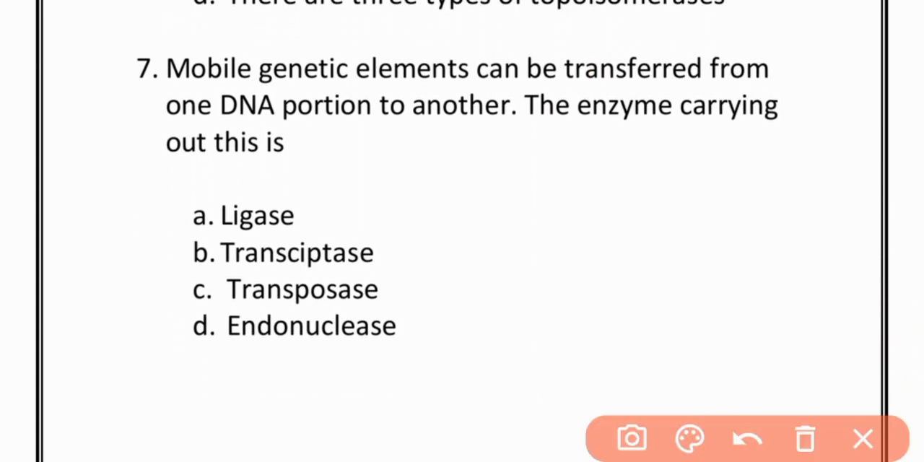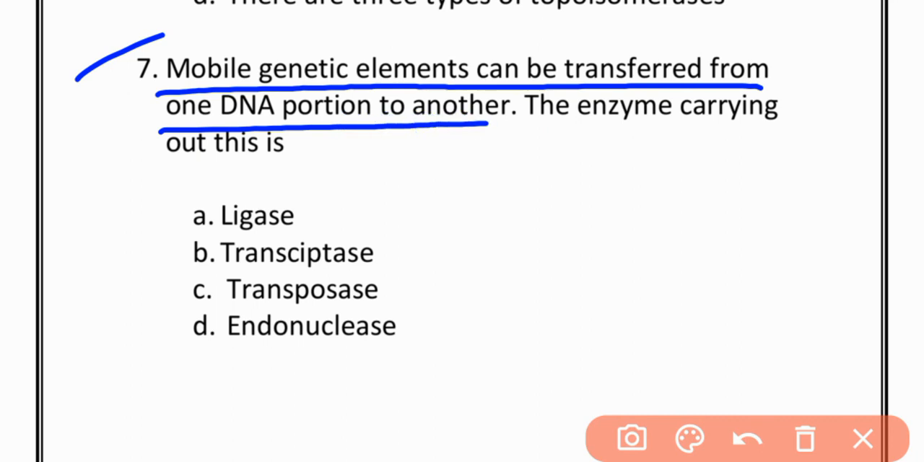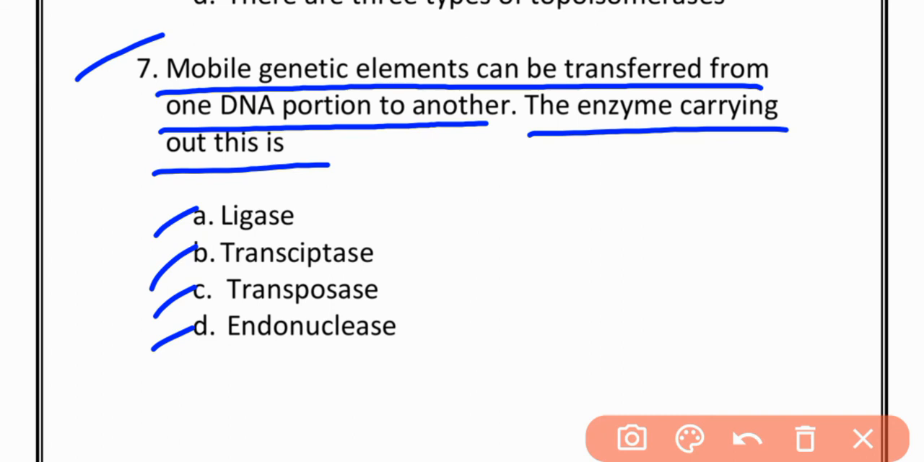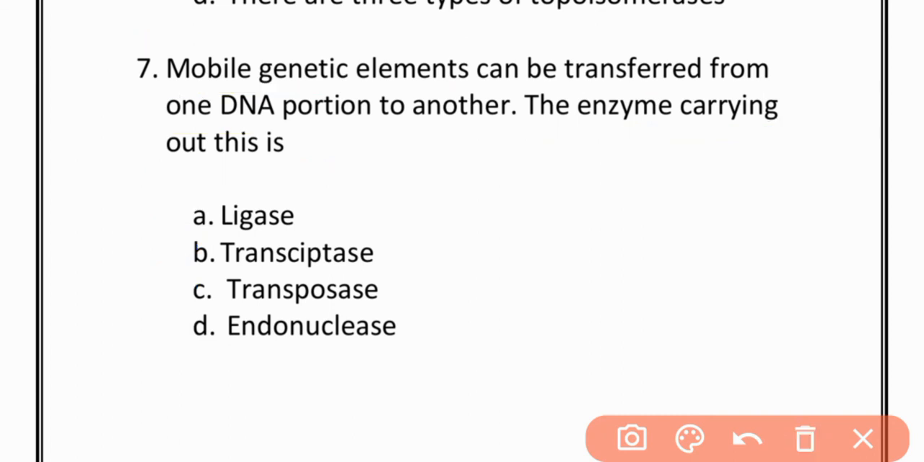MCQs number 7. A mobile genetic element can be transferred from one DNA portion to another. The enzyme carrying out this is: A, ligase; B, transcriptase; C, transposase; D, endonuclease. The correct option is option C, transposase.